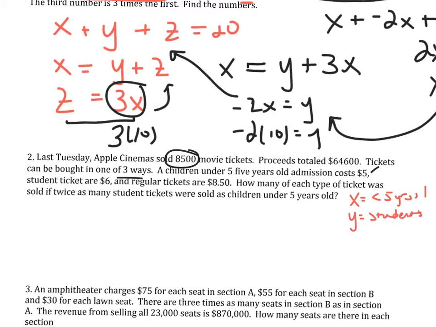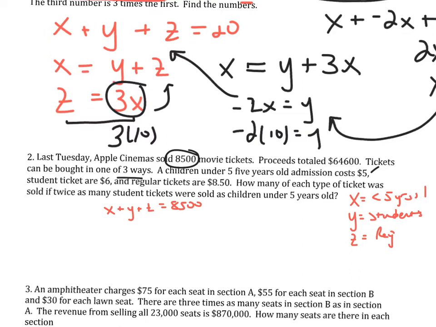Students. So with these, I actually have to define what they are. And then z would be regular. Okay, so I know that they sold 8,500 movie tickets. So I can say x plus y plus z equals 8,500. There's my first equation, right?